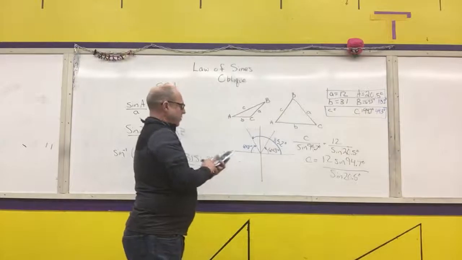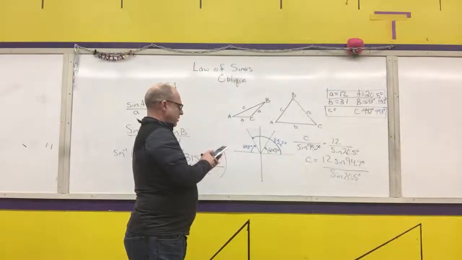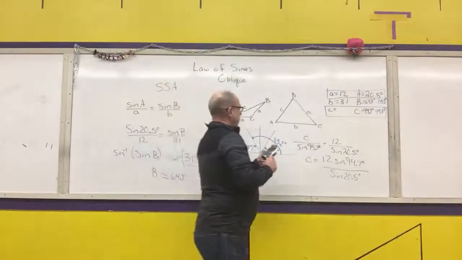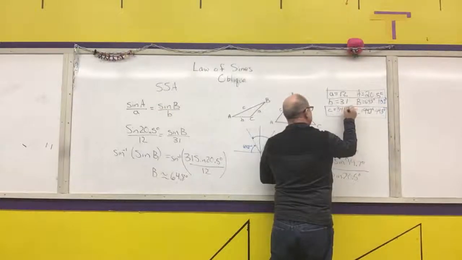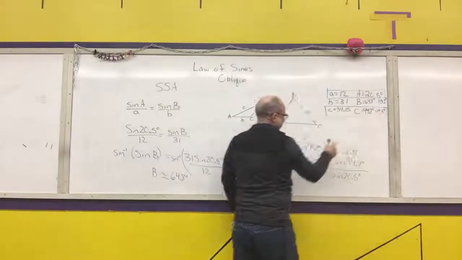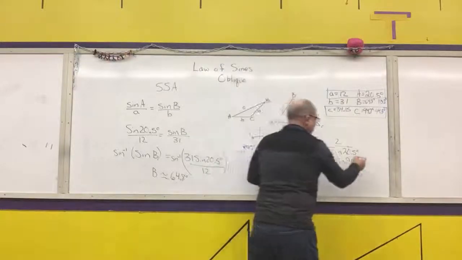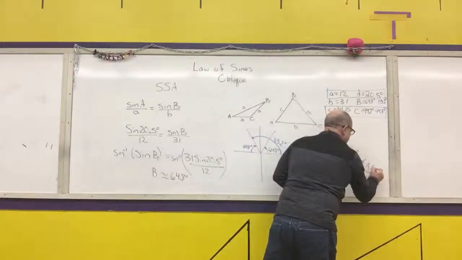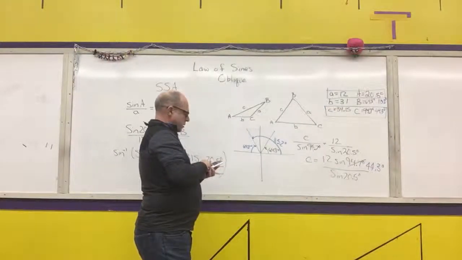And for the first possible side length of C, I get the fraction 12 sine 94.7 over sine of 20.5, and 34.15 is a possibility. And the other way I would solve it is I would put a 44.3 degrees here. So I'm just going to change this one to a 44.3 degrees, and that will give me the other possible part of the triangle.